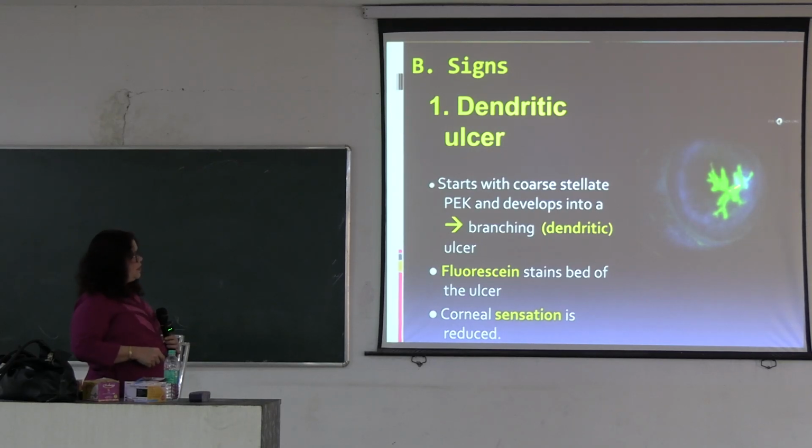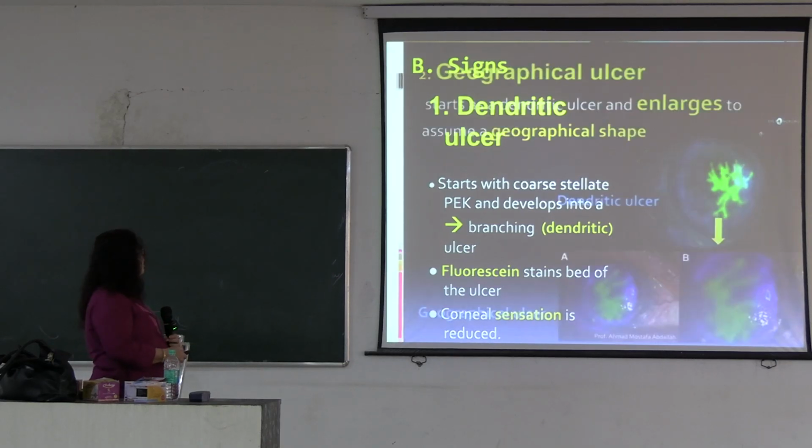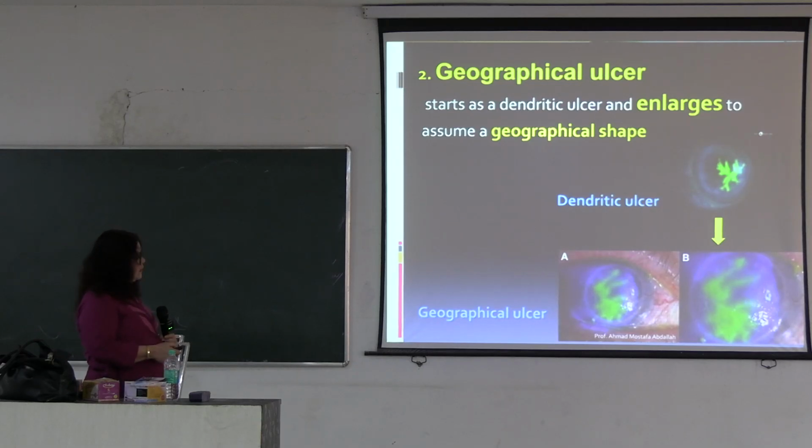And if this dendritic ulcer expands in size, then it becomes a geographical viral corneal ulcer. Fluorescein stains the base of the ulcer, and in this case corneal sensation is reduced because the viral corneal ulcer affects the nerve endings. This is called a geographical ulcer. If the dendritic ulcer increases in size, that is called a geographical ulcer.